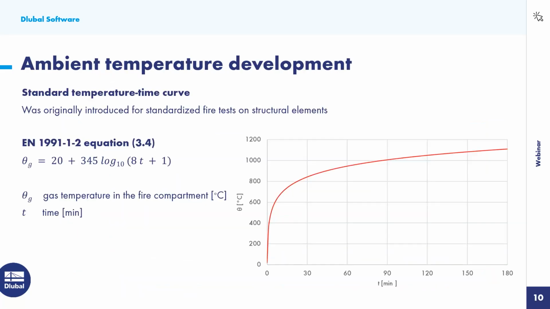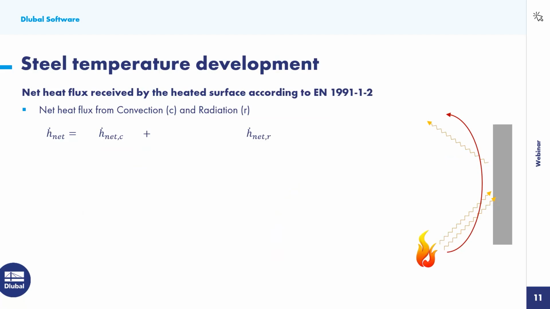As explained on the previous slide, the simplified design method is linked to the application of the standard temperature curve. This means the development of the ambient temperature during a fire is approximated in a simplified manner according to the logarithmic function shown here. The standard temperature curve idealizes the full fire phase and neglects the growth and decay phase of the fire.